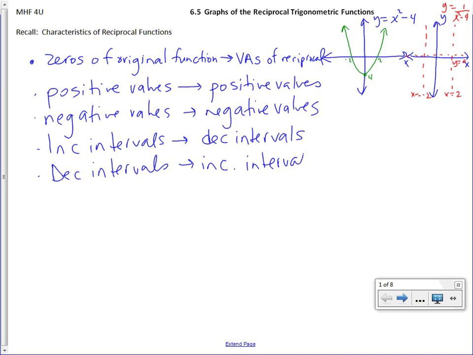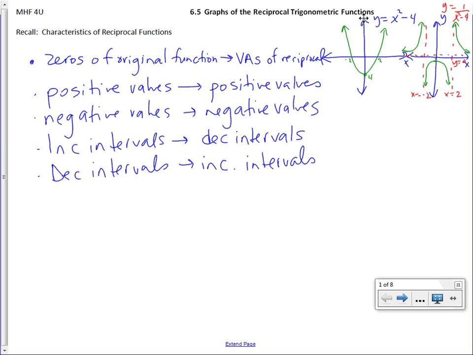Putting those last four pieces of information together, if you remember, that caused our graph to look something like this, right? Positive and decreasing turned into positive and increasing. Negative and decreasing becomes negative and increasing. Negative and increasing becomes negative and decreasing. And then positive and increasing became positive and decreasing. So what I've just drawn in green there shouldn't be too much of a shock. That was the relationship between the original and the reciprocal. It turns out the same rules are going to apply to reciprocal trig functions.